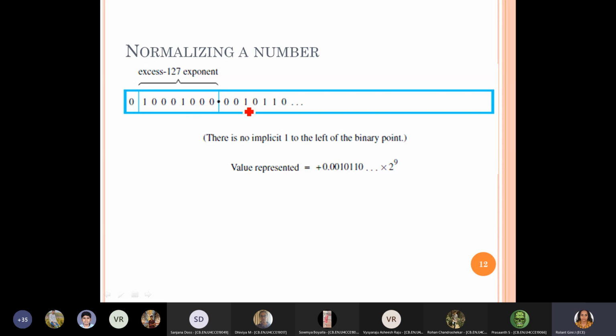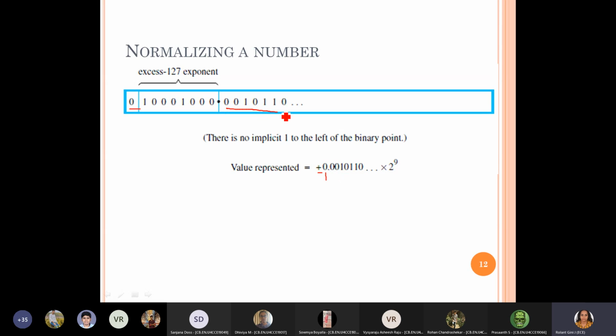When we have a number which is not normalized, based on the sign bit, this is a positive 1, right? And it's a not normalized number, so that means the value before the binary place is 0. If it is a non-zero number, then it's a normalized number. But it's not a normalized number, so it is 0.